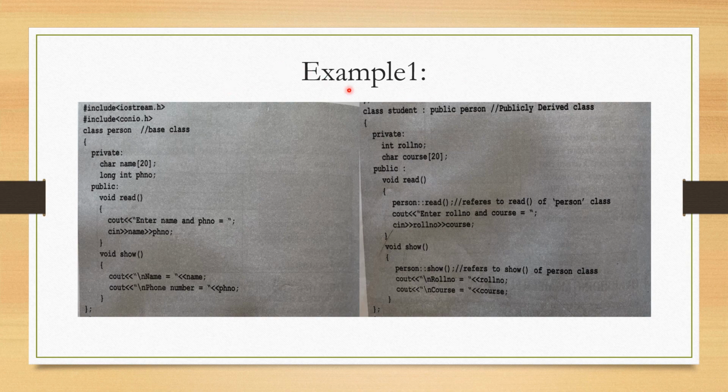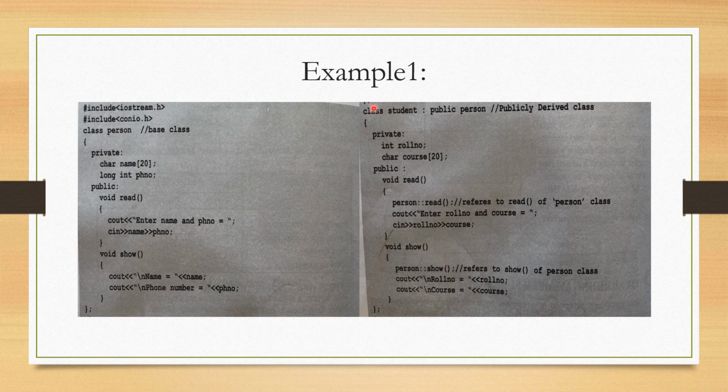So example 1, I'm taking from your book only. In this example we are taking a class person, that is your base class, and we have two data members, name and phone number, that we have declared private. Then we have two member functions, read and show. Read is used to enter the name and phone number, and show is used to display the same, right? This is your base class, and what we are trying to do is redefine this read and show in the derived class, which will give the concept of function overriding.